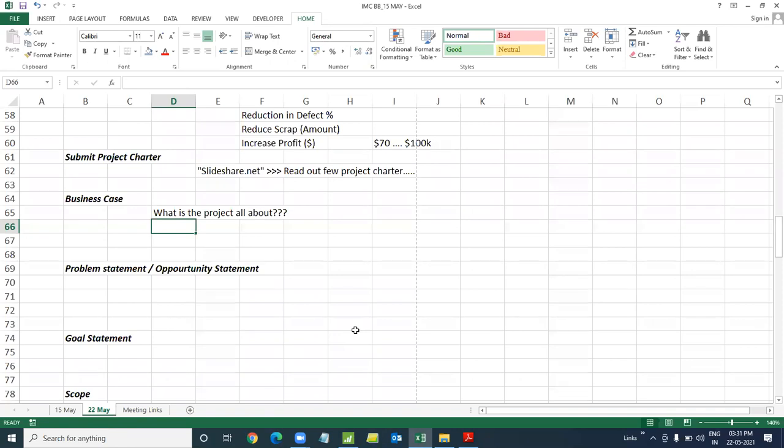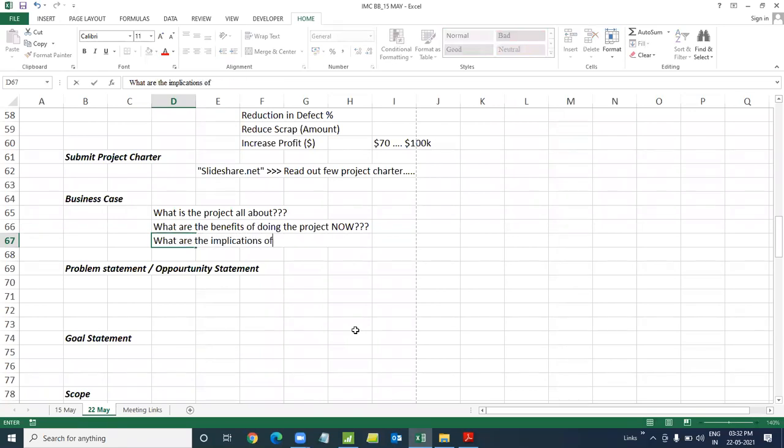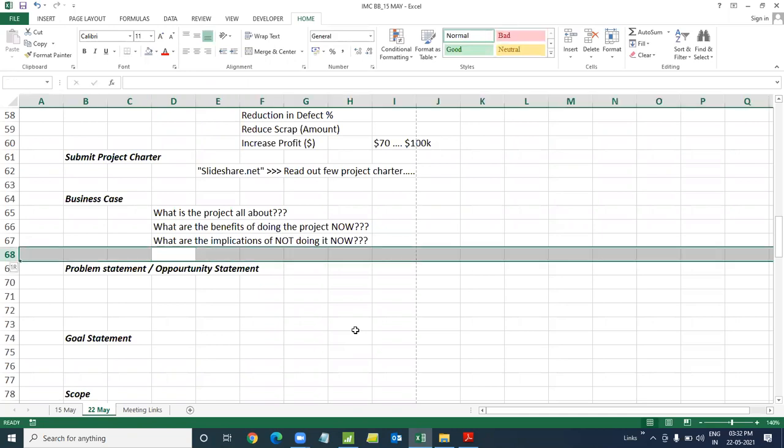Number two, they would be looking for what are the benefits of doing the project now. Why should we do the project right now? Why is there so much urgency? What will be the benefits if we do it now? Why should you prioritize and leave everything aside right now? This is the need of the hour. And what are the implications of not doing it now? If you don't do it now, what will be the repercussions?